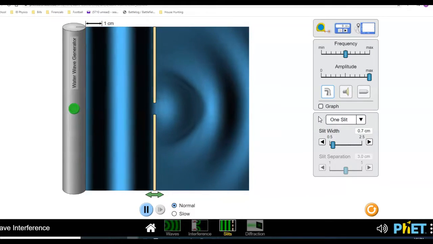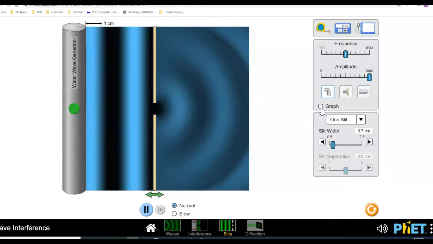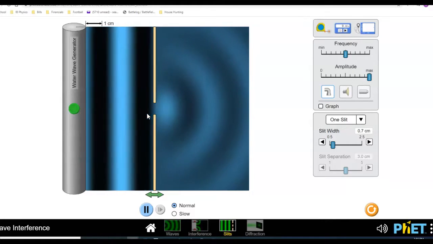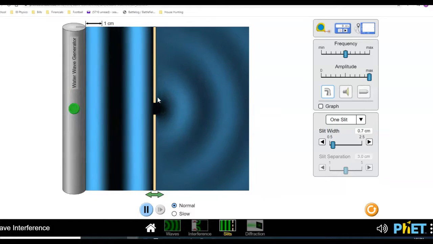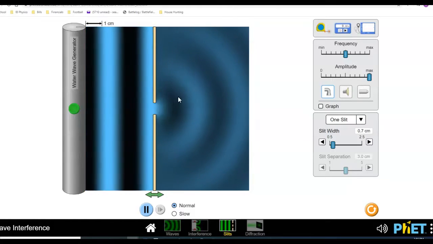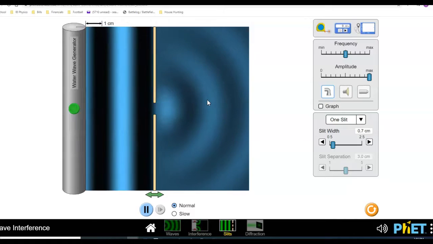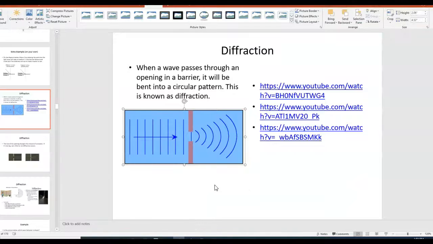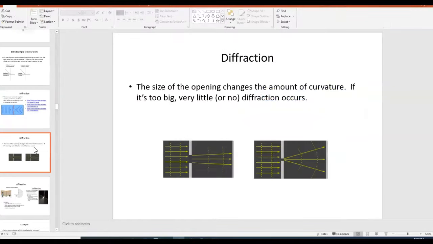This is with a water wave. So imagine a faucet dripping in a sink and creating a water wave, and then that wave passing through this opening. You can see the wave spreads out past the opening. So again, if you go to YouTube and look up diffraction, you can see lots of great examples.